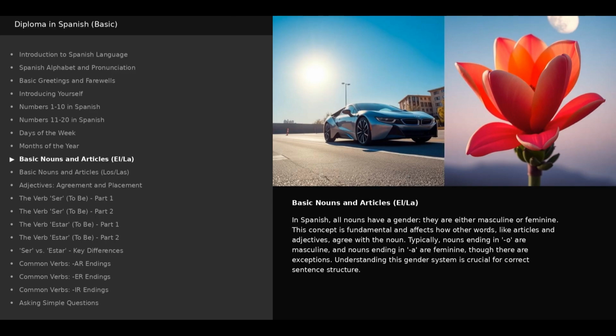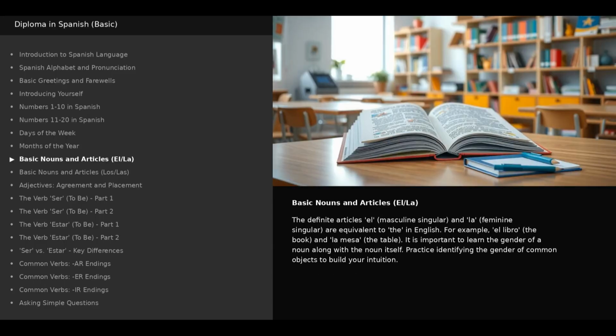Understanding this gender system is crucial for correct sentence structure. The definite articles el, masculine singular, and la, feminine singular, are equivalent to the in English. For example, el libro, the book, and la mesa, the table. It is important to learn the gender of a noun along with the noun itself. Practice identifying the gender of common objects to build your intuition.